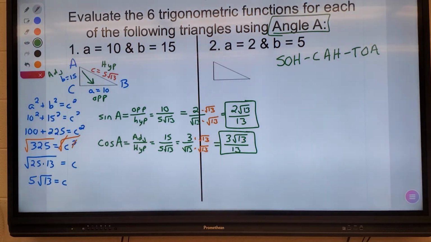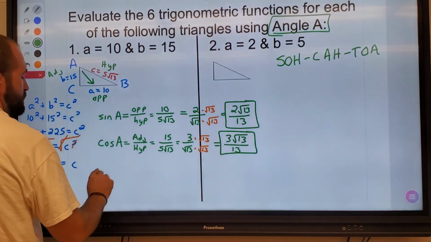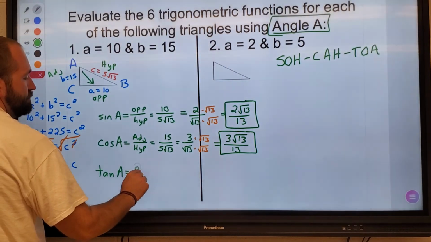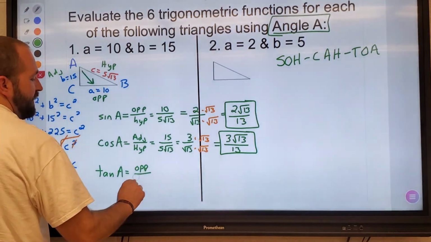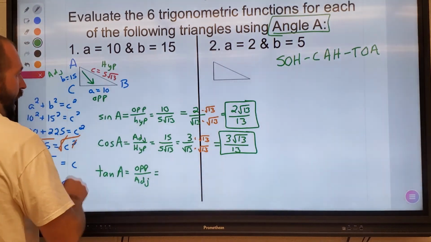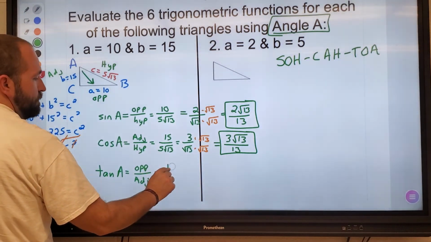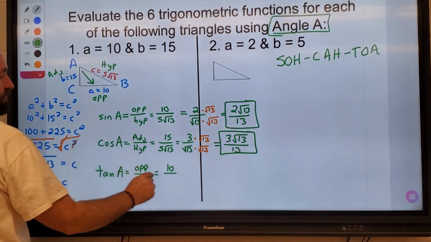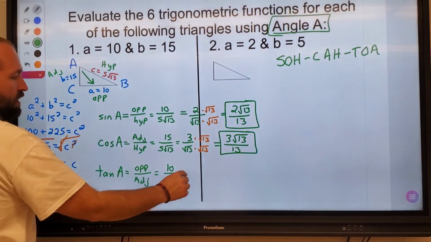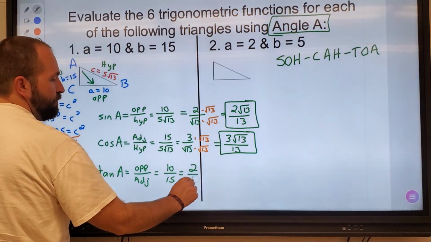And then tangent, TAN of A. Again, pay attention to the TOA there. TAN of A is the opposite divided by the adjacent. Opposite here is 10 over the adjacent, which was 15. And this one I can reduce now to become 2 over 3.